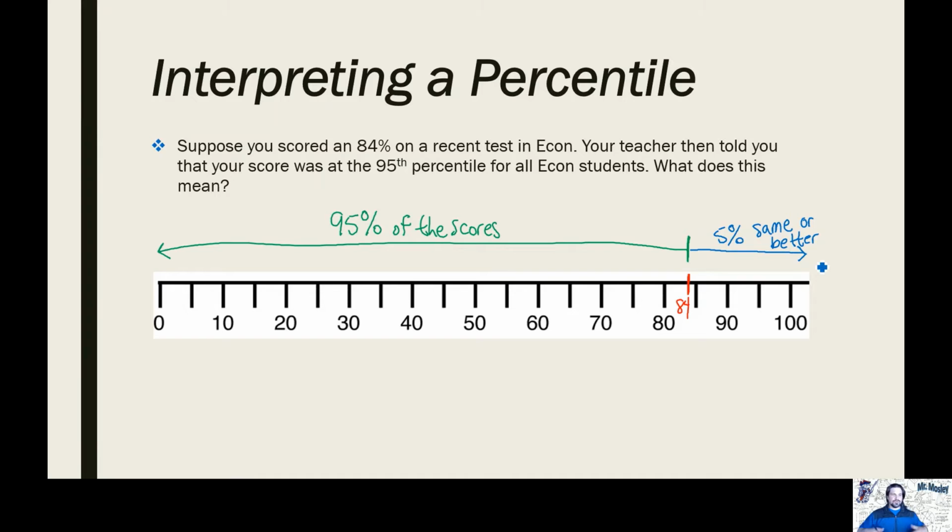Okay, so even though maybe this would be like a B in econ if they're not curving the scores or anything like that, you still did really well compared to the entire population of students who took the test, right? You did better than 95% of the students who took the same test. Only 5% of students scored the same or higher. It could be that you have the top score. We don't know for sure.